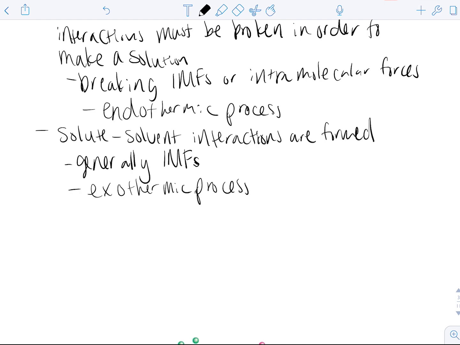So we're going to require heat energy to break intermolecular forces and intramolecular forces, and we're going to release energy when we make new intermolecular forces. Now, overall, our overall enthalpy, we call this delta H of solution. Delta H of solution. And it's going to be equal to all of these energies added up together.